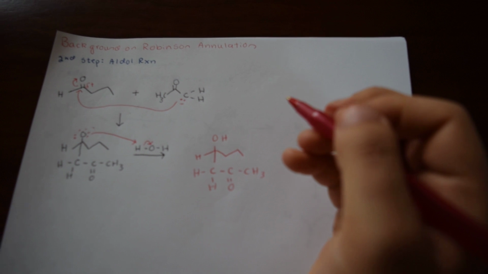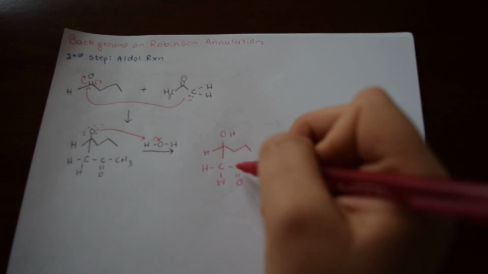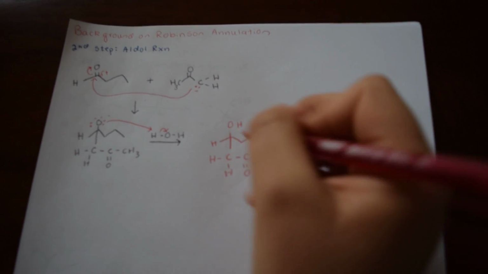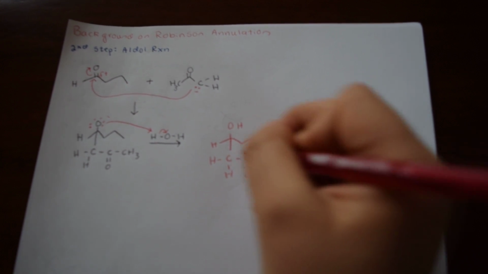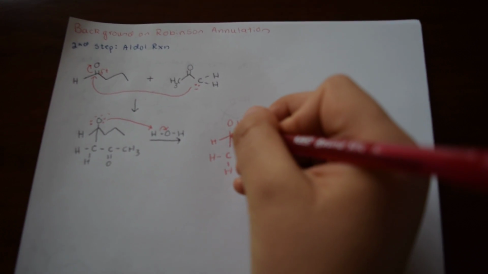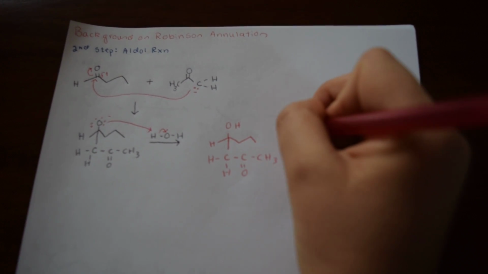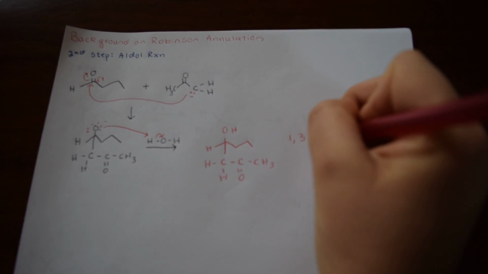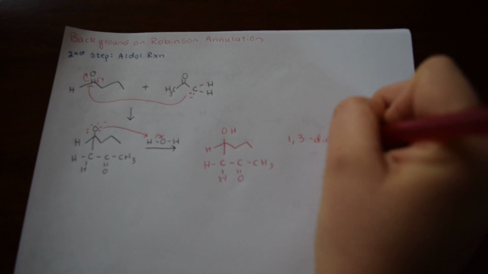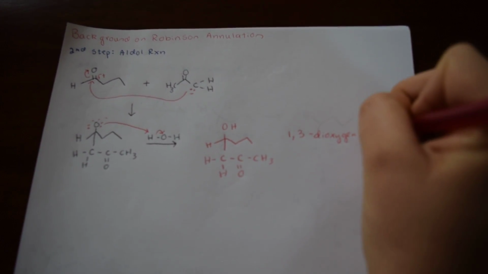So in the end, you want the hydroxyl group to be on the beta carbon. Right here, this is our carbonyl carbon, that's our alpha carbon, and that's our beta carbon. So you want it to be a 1,3 dioxygen compound.